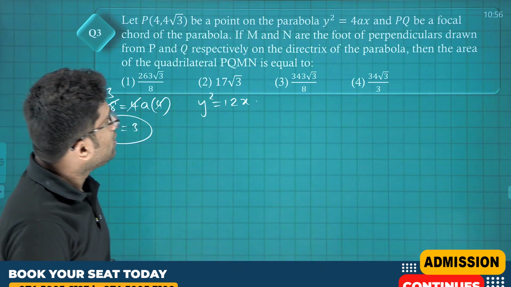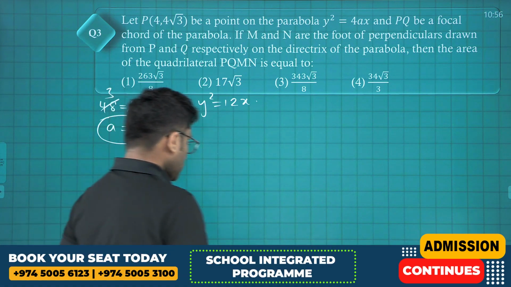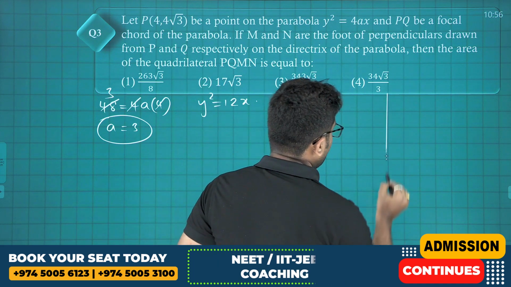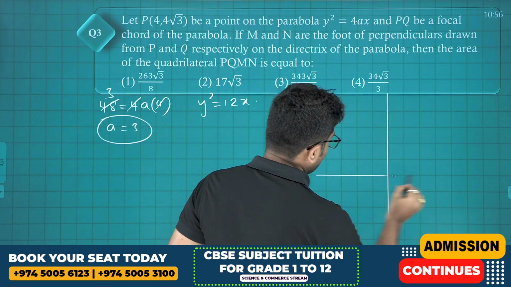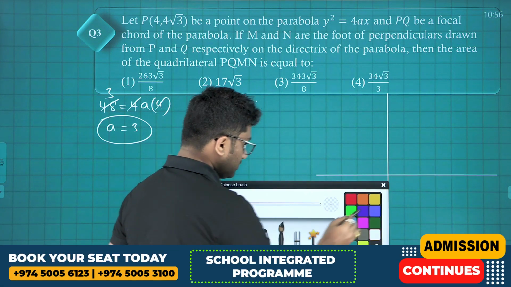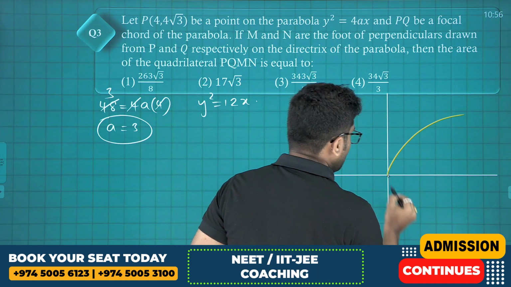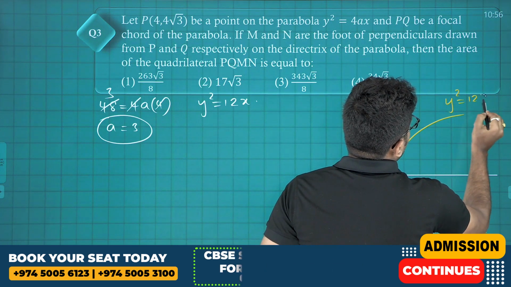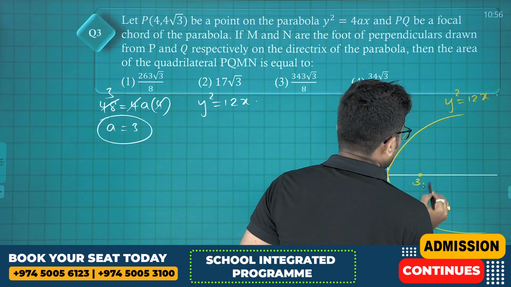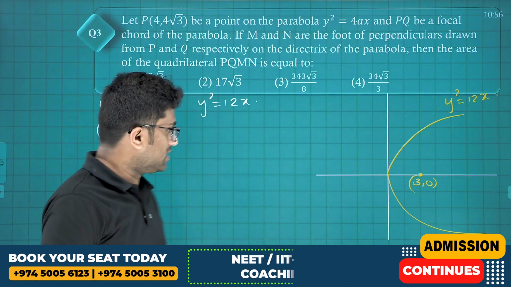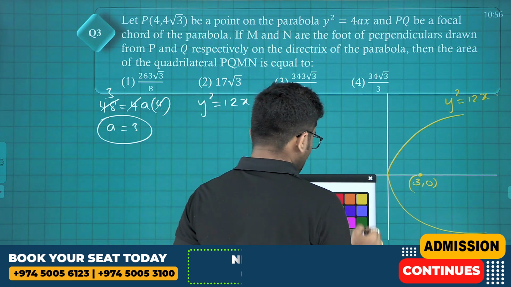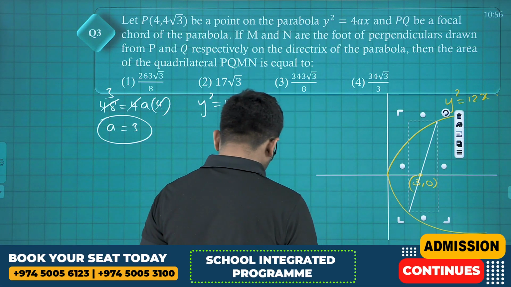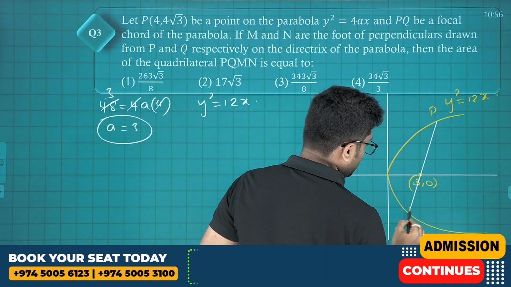PQ is a focal chord. So you know what a focal chord is, friends? A focal chord is a chord which is passing through the focus. We'll draw a parabola. y square is equals to 4ax is the standard form. y square is equals to 12x. Focus is 3, 0. Focus is a, 0. So let's take this as our focal chord. Let PQ be our focal chord.